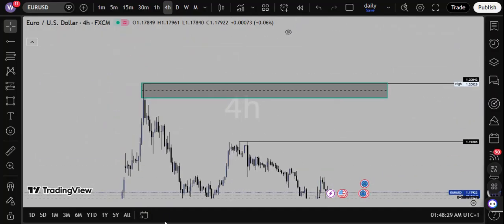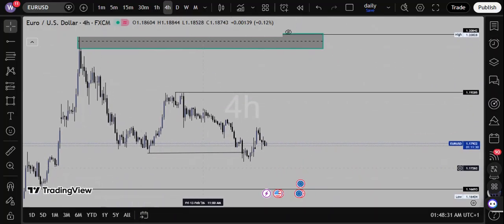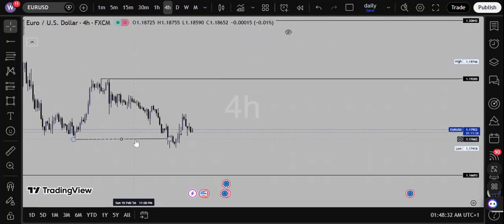So now we've marked all of these zones right here because this is the 4 hours time frame. Price has already taken out liquidity right here, leaving some kind of liquidity block right here. So it is a liquidity block which can also serve as an order block if you want to call it that way.